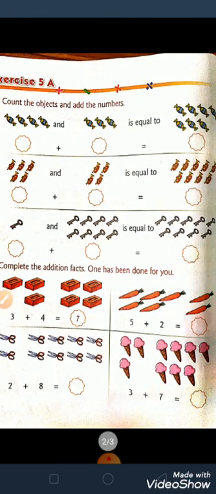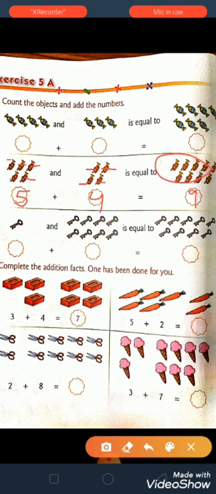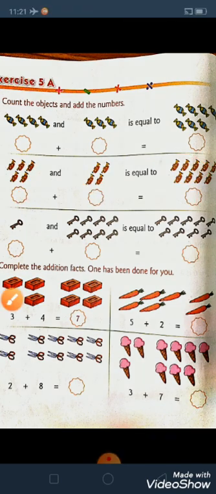Okay, now here, trumpets, just look at here, trumpets, we have to count them. Here, at first, how many trumpets are there? 5. And here 4. If we add them, 1 2 3 4 5 6 7 8 9. So in total how many trumpets are there? 9.